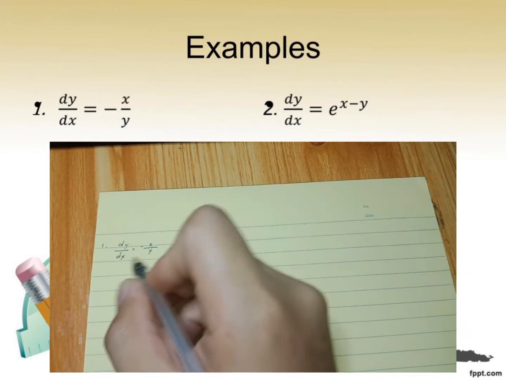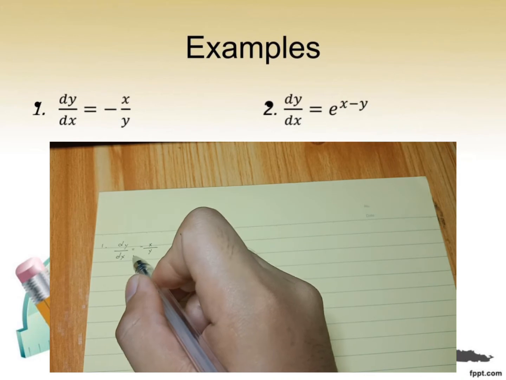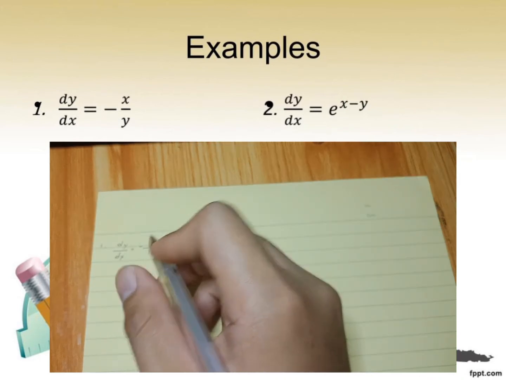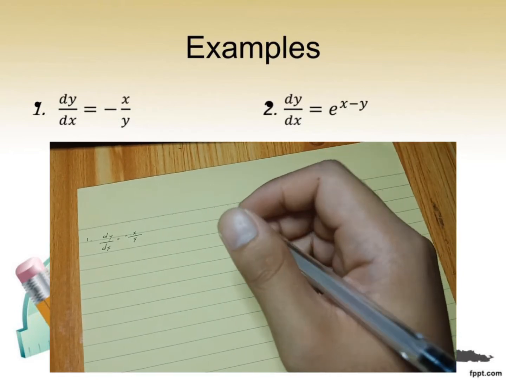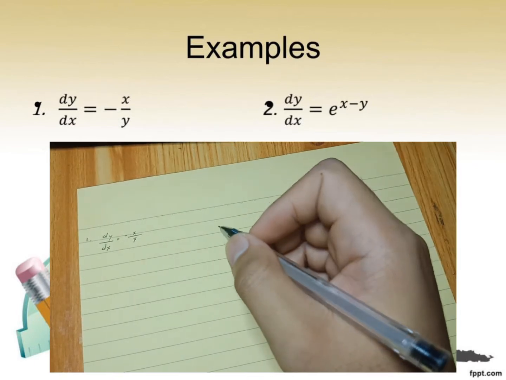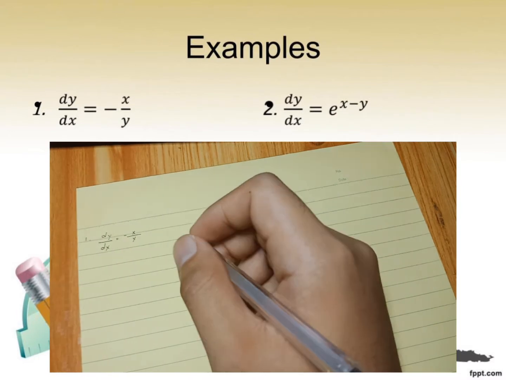We already have a sample problem here. dy over dx equals negative x over y. So the first step is to separate the x and the y's. So I'm going to multiply both sides with dx first.